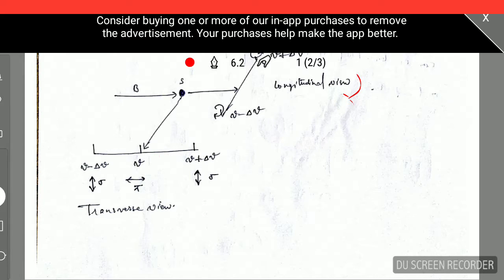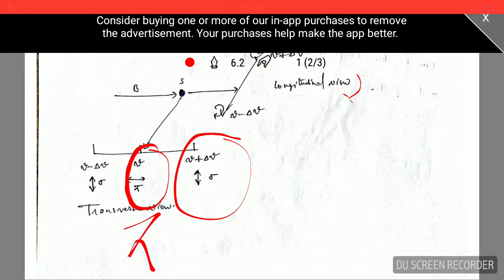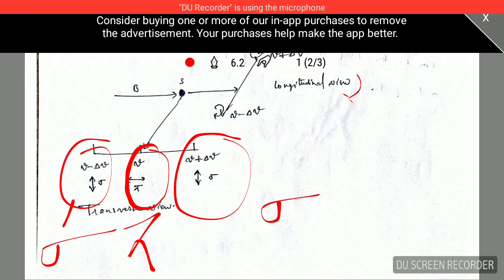You can see that this line, which is polarized parallel to the field, is called the pi line. And the line which is polarized perpendicular to the field is called the sigma line. This is also a sigma line. So this concept is clear to you.